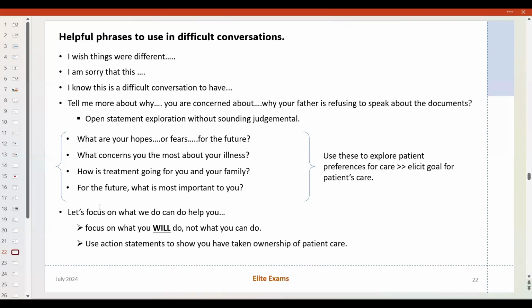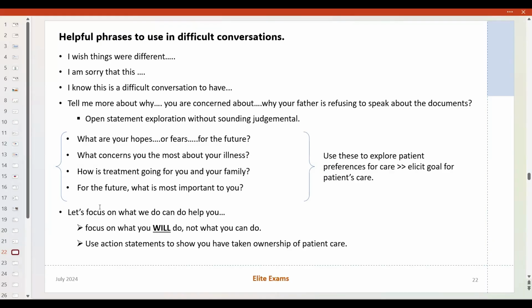So some questions that you can also use to explore patient preferences, because your clinical management needs to achieve that goal, that you are seeing the patient as an individual. Questions like, what are your hopes for the future? Or what are your fears regarding your diagnosis? So that's another way to ask the patient's concerns. What concerns you the most about your illness? What concerns you the most about your treatment? How is your treatment going for you and your family? Because we acknowledge that a diagnosis like this has an impact on the entire family. Can you tell me what's important to you at this point in time? So the patient then tells you their preference of care.